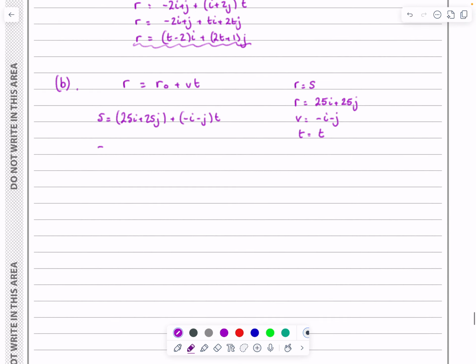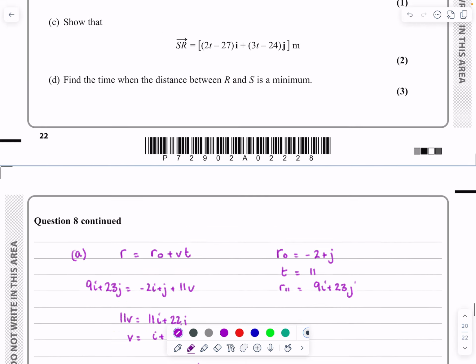Tidy this up, that's going to be 25 minus T I, I'm going to do it quickly, and it's going to be 25 minus T J there. So that's where my S is.